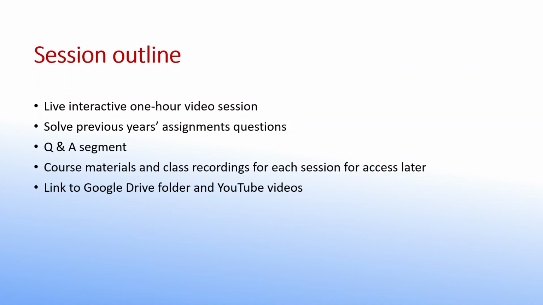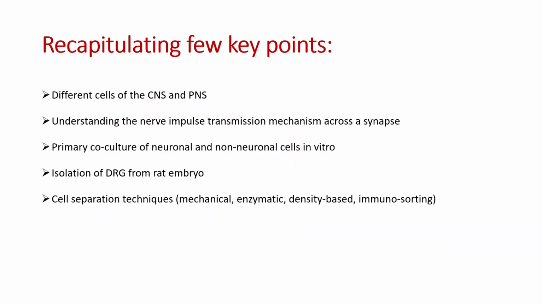Let's get started. So before we move on to discussing the assignment questions, we will quickly recapitulate some of the key points that were discussed in this week's course lectures. In this week's lectures, we had discussed the different types of cells that are found in the central nervous system, the CNS, and the peripheral nervous system, the PNS. Then we will also try to understand through our slides the mechanism of the nerve impulse transmission across a synapse.